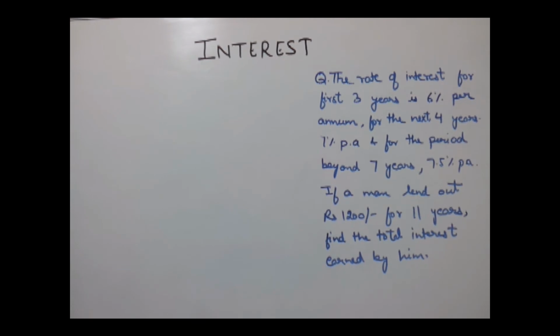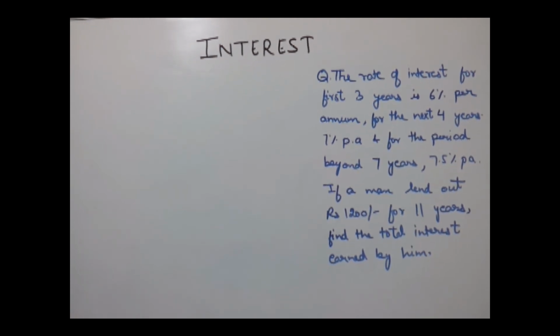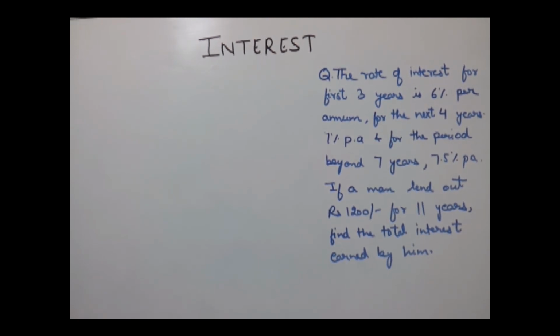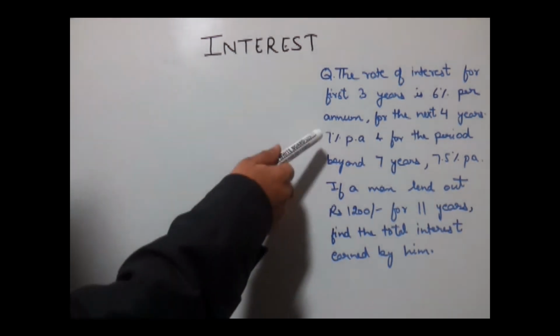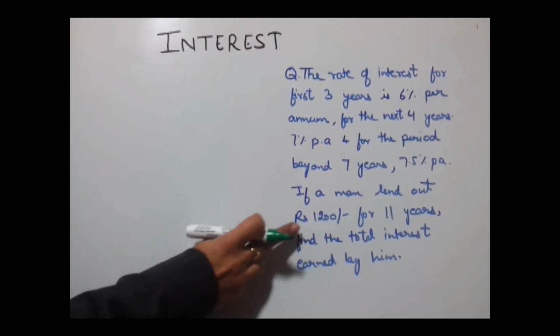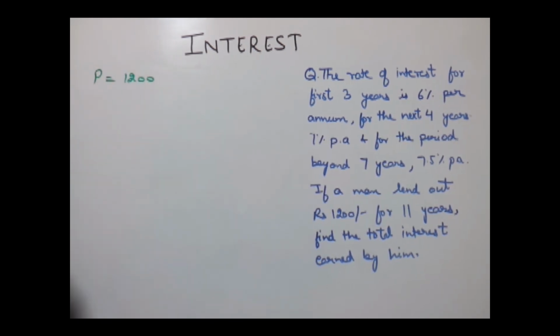The example says the rate of interest for first 3 years is 6% per annum, for the next 4 years 7% per annum, and for the period beyond 7 years 7.5% per annum. If a man lent out rupees 1200 for 11 years, find the total interest earned by him. So in this question, our rate of interest is different for different periods of time, but our principal amount is 1200. So here P becomes 1200.